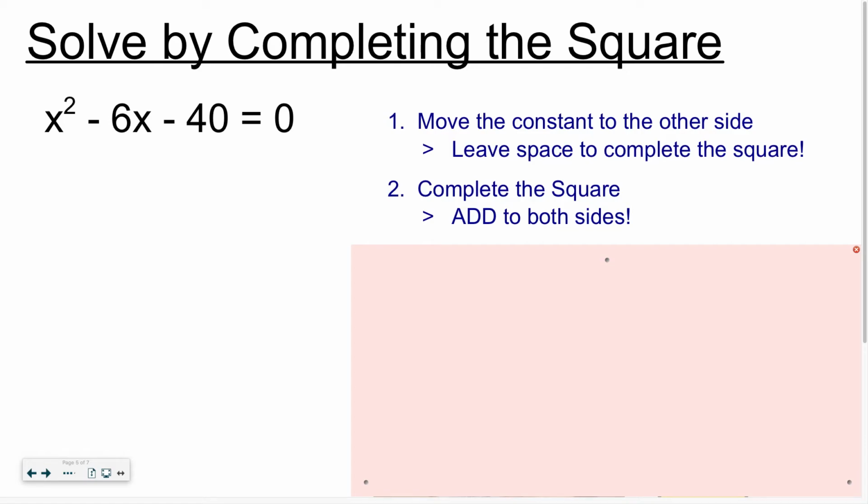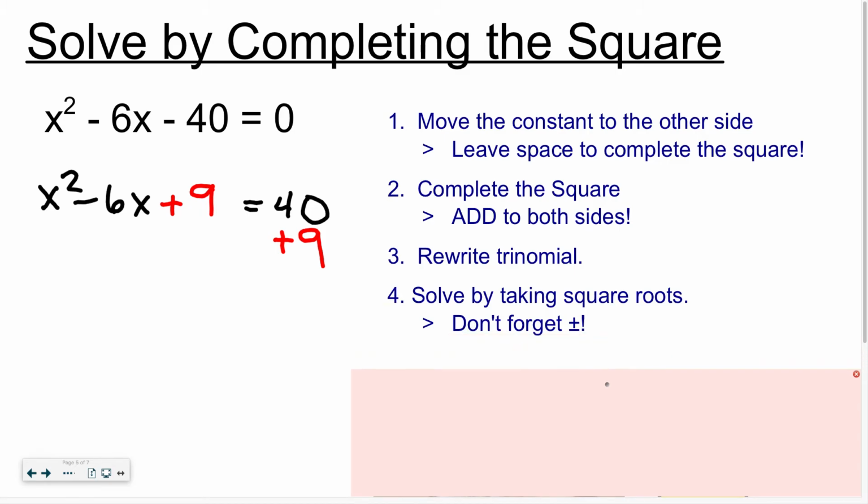So check with your group members right now. What are your first and second steps to your equation? We should be something like this. We got positive 40 on the right. We put a plus 9 to complete the square.